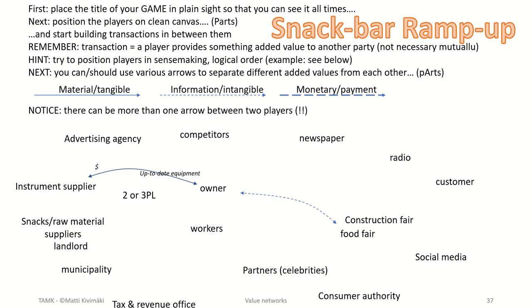Then as you notice, there is really no certain order in which you should or could add the transactions to the board. Next one, I have come up with owner and construction fair and possible food fairs that could provide us hints or ideas. Maybe some kind of entry payment ticket for the fair is what they get as added value. Then I noticed that okay, training center is obviously missing here.